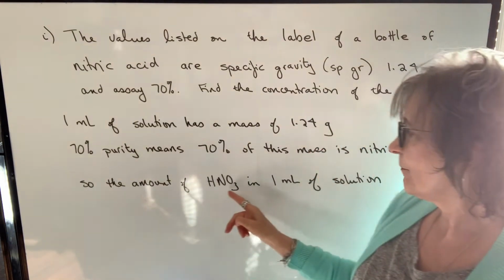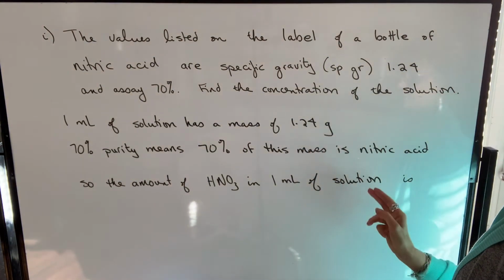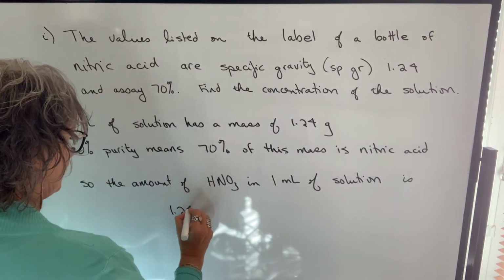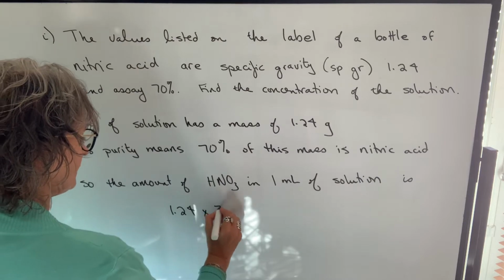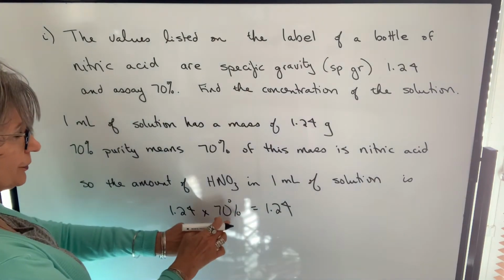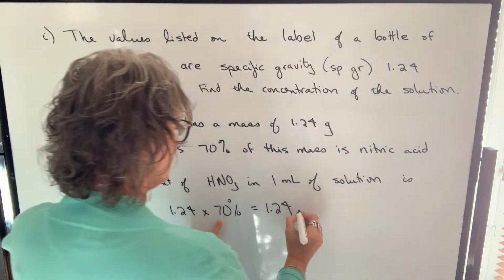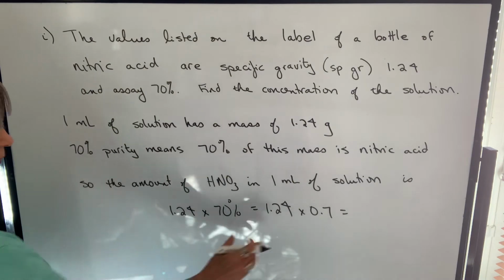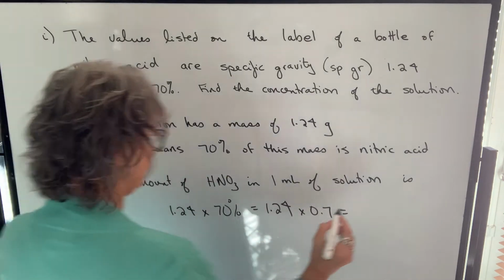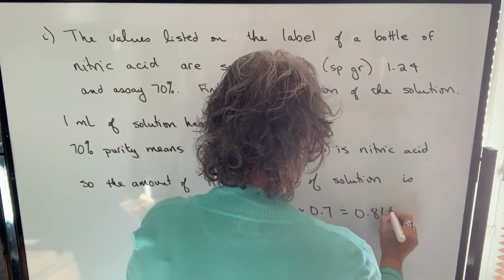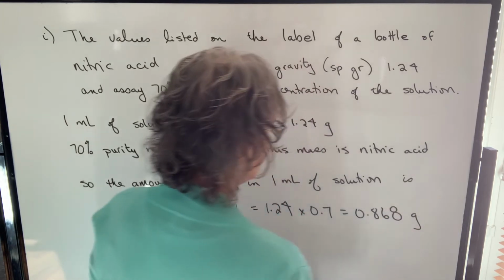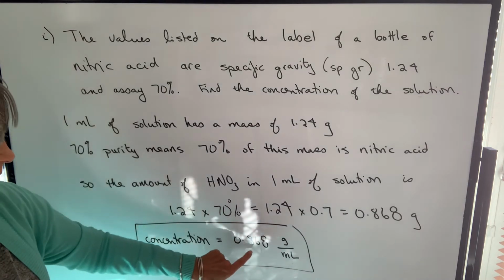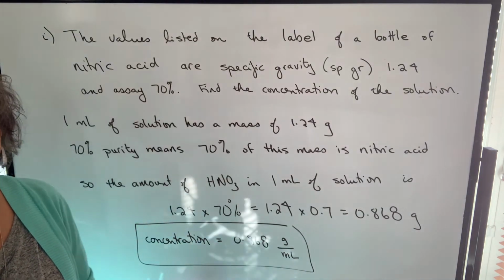Therefore, we can find the amount of nitric acid in 1 milliliter of solution by taking our specific gravity of 1.24 and multiplying it by 70%. And in order to multiply by 70%, we need to change it to a decimal. So 70% is 0.7. We simply divide by 100. When we multiply those two together, we get 0.868 grams. Therefore, the concentration of nitric acid in that solution would be 0.868 grams per milliliter.